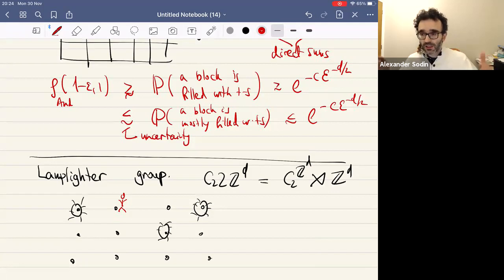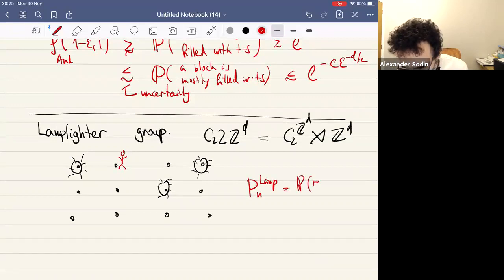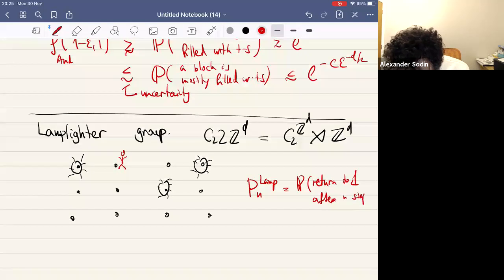Then you get a graph of the possible moves, which is the Cayley graph of this lamplighter group. It is not hard to see that, let's denote by P_n^lamp the probability to return to the identity after n steps when you do a random walk on the Cayley graph of the lamplighter group.